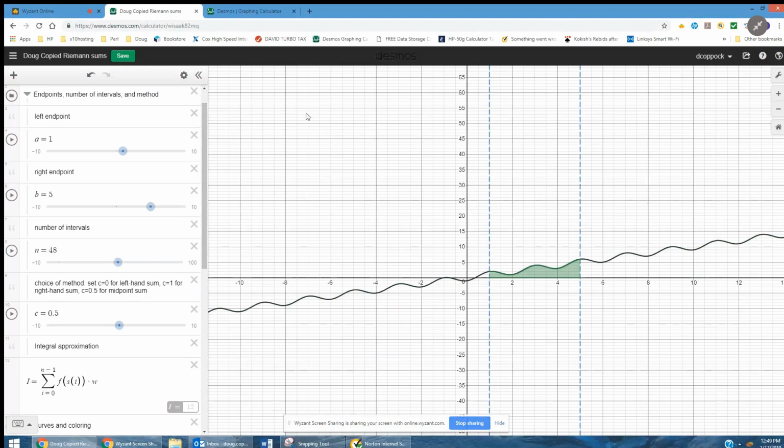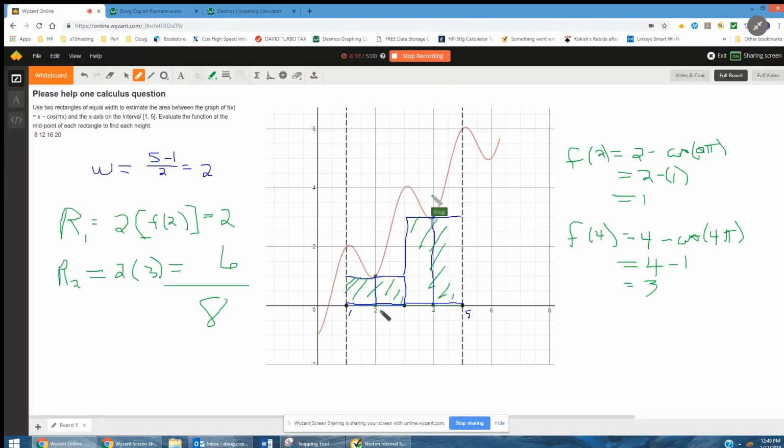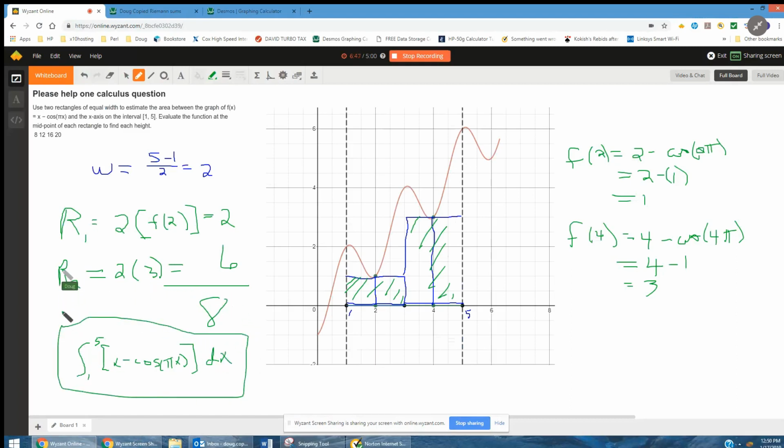If you haven't already, someday you'll learn how to calculate the exact area under this curve as the definite integral from 1 to 5 of x minus the cosine of pi x dx. And you could type that into your calculator, if you have a calculator that does definite integrals. But I'm going to stop recording.